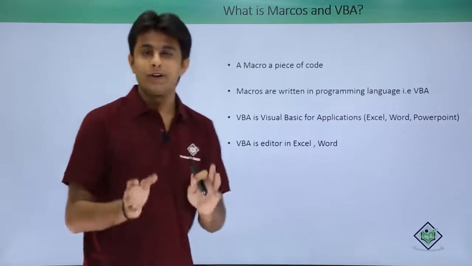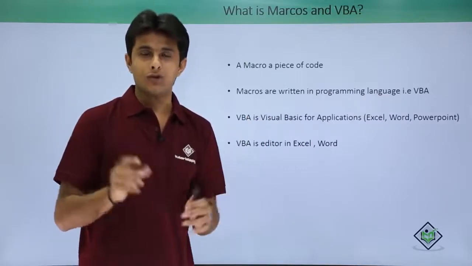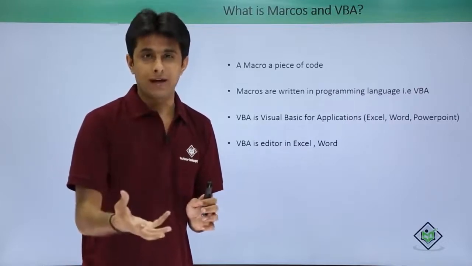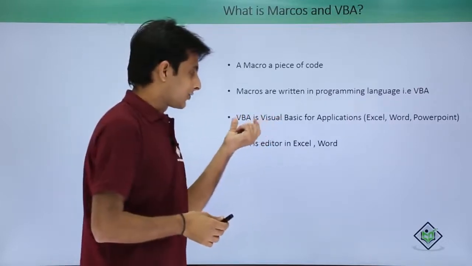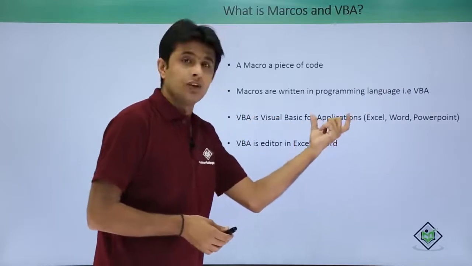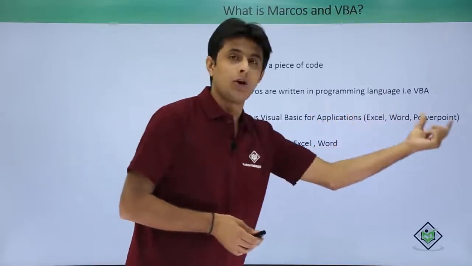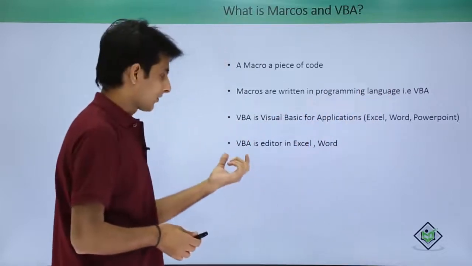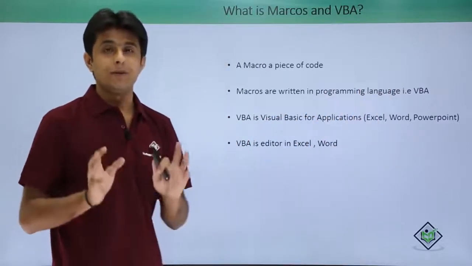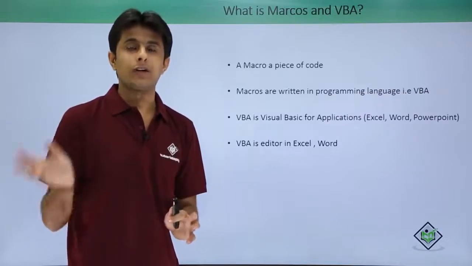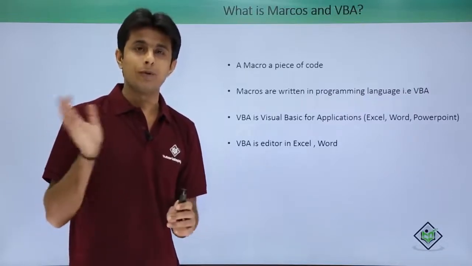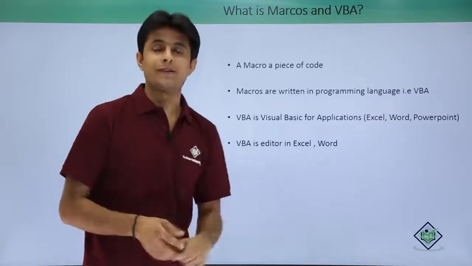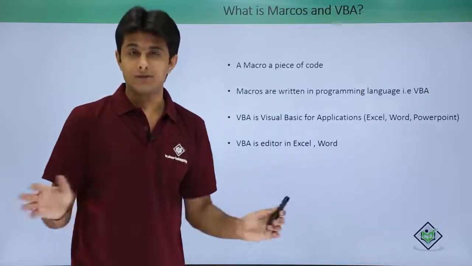I hope you understood the difference between VBA and macros. Macros are part of coding, a piece of code written in the VBA language. Whereas in Visual Basic for Applications, the applications stand for Excel, Word, PowerPoint and so on. These are MS Office applications. Now what exactly is VBA? VBA is basically an editor where you can keep on writing the macros, the code itself. This is an editor which is present in Excel, Word, PowerPoint, all the MS Office products.